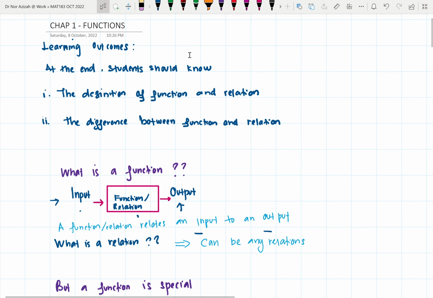So the topic is function. So we have learning outcomes here. At the end of this lecture, students should know the definition of function and relation and the difference between function and relation.